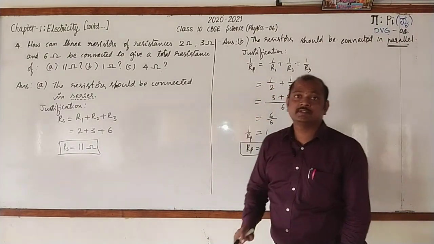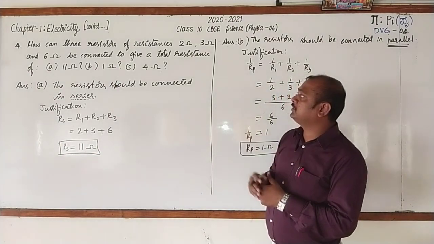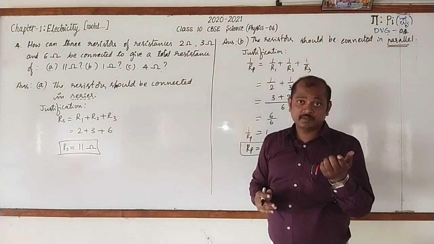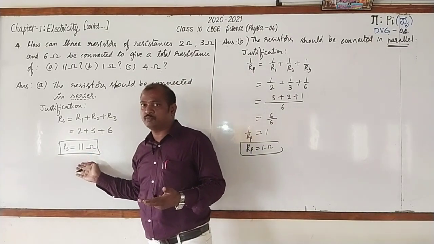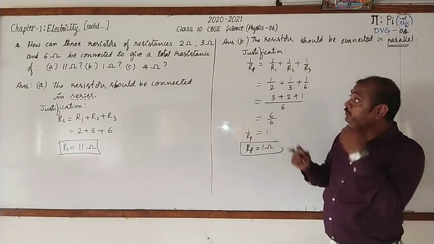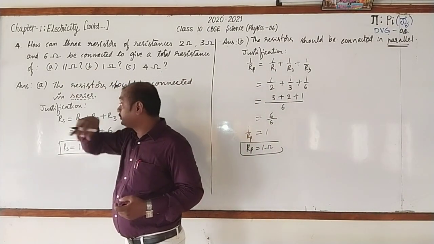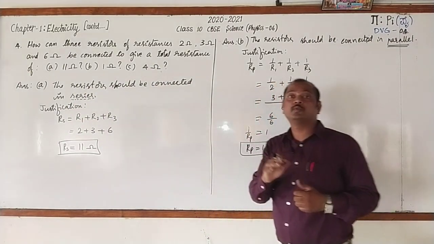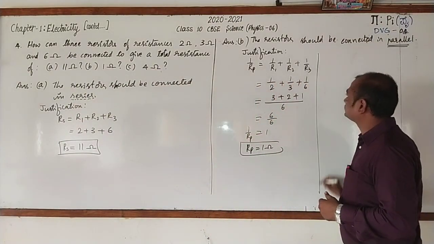Next, another one is there. 4 ohm. Then, are you going to connect them in the series? When you connect them in series, you will get the value 11 ohm. In parallel, you will get the value 1 ohm. Then how we have to connect the 3 resistors to get the value 4 ohm? Yes. Let us go for that.